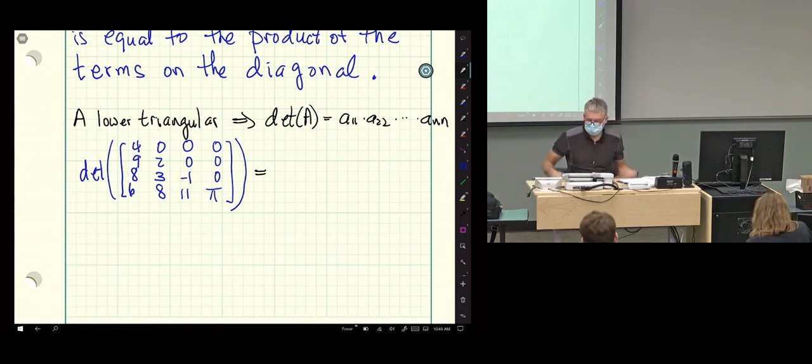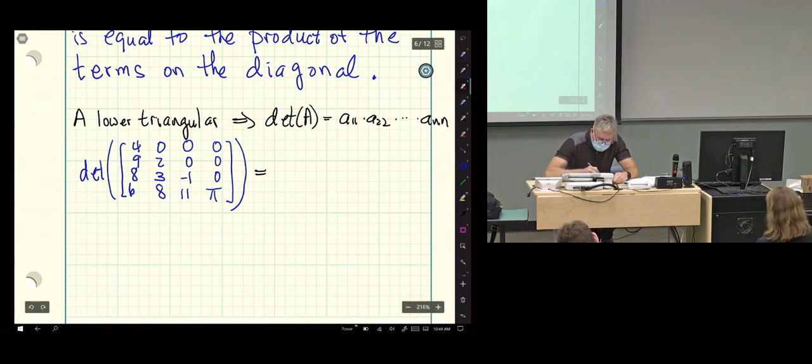The determinant of this matrix is, well, here's its diagonal.